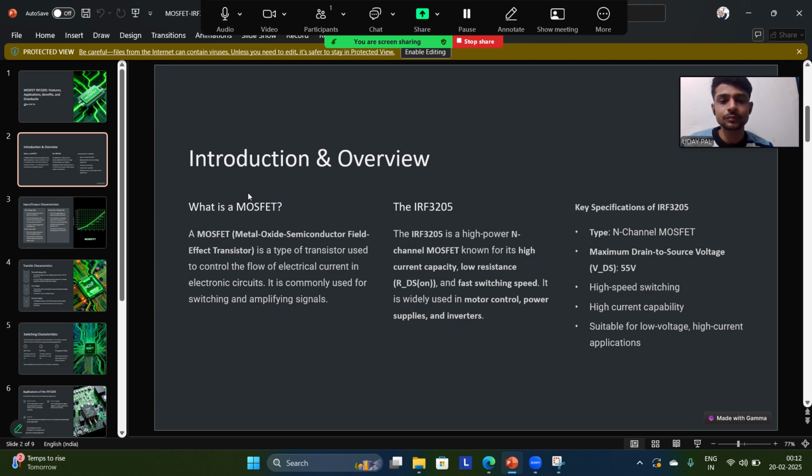Now what is IC number IRF3205? This has high current capacity and low resistance, and it is used for fast switching speed. Widely, it is used in motor controls, power supplies, and inverters. And the key feature of this IC number is that it is an N-channel MOSFET, suitable for low voltage, high current applications.